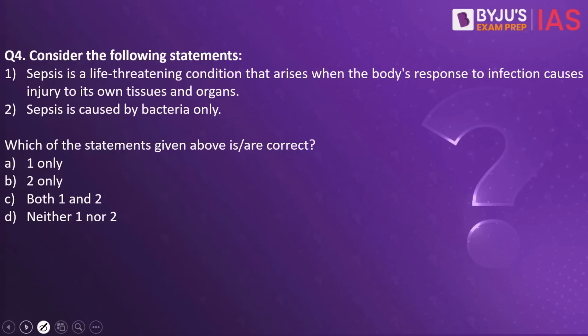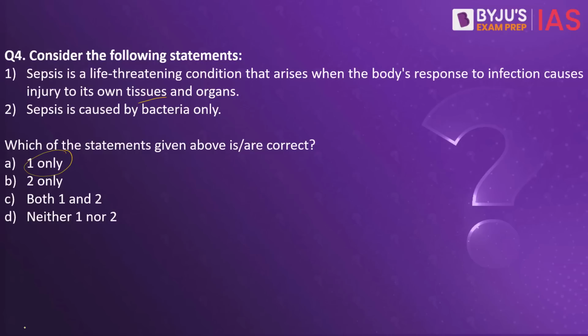Now let's look into the next practice question. Consider the following statements. Sepsis is a life-threatening condition that arises when the body's response to infection causes injury to its own tissues and organs. Sepsis is caused by bacteria only. Which of the statements given above are correct? The answer to this is one only.